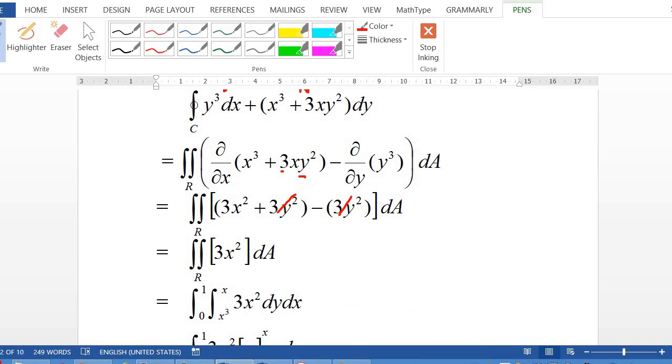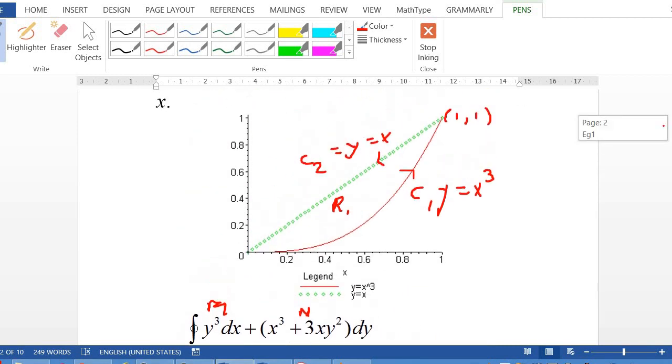For the region R and dA, notice that this is not a circular graph, that's why we use Cartesian coordinates to evaluate the double integral, and you notice the region R is formed by the top and bottom curves.